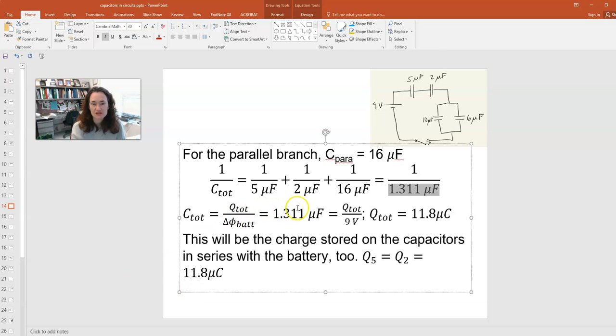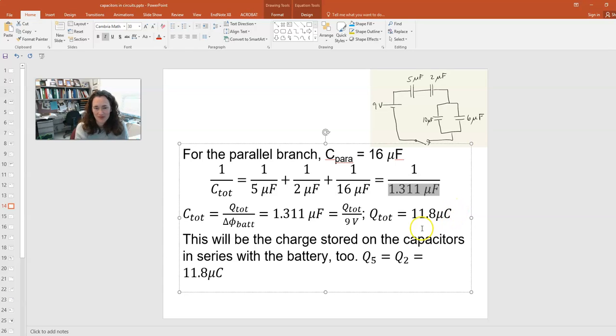Once I have the total capacitance for the circuit, I can use that to find the total charge stored. So I'm going to use the voltage from my battery. That's going to be my total voltage drop from my circuit. And C total will equal Q total over the voltage drop from the battery. So 1.311 microfarads is equal to Q total divided by 9 volts, which is my battery voltage. Cross multiplying, I can find the total charge stored in the circuit, Q total, which is 11.8 microcoulombs.